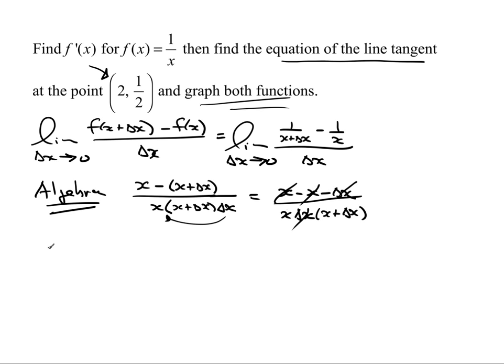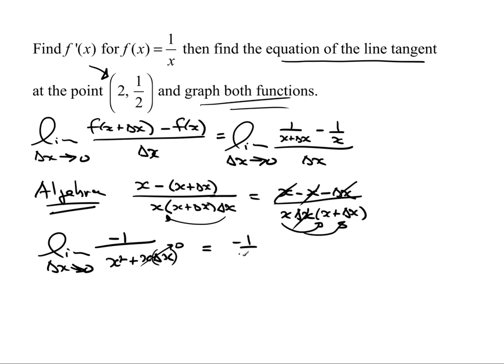So I'm going to go back to the limit now, as delta x goes to 0. What I'm left with, because this delta x canceled out, is a negative 1 in the numerator, so negative 1 over, let's distribute this x, x squared plus x times delta x. Now I can take the limit. As delta x goes to 0, this component goes to 0, and I end up with negative 1 over x squared. Now that is the derivative function.